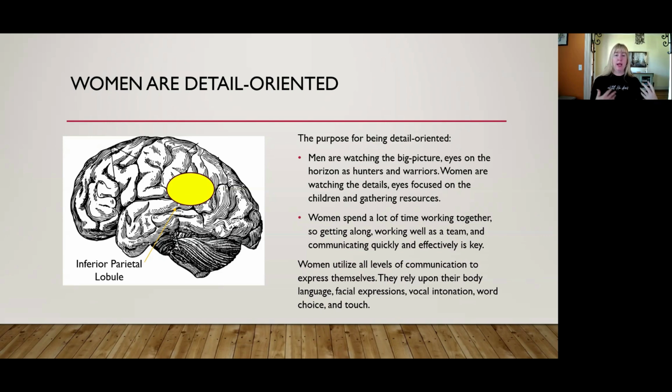So women rely a lot on all levels of communication: body language, facial expressions, vocal intonation, word choices, emphasis on certain words, and touch. So again, just learning to add words to that too. But for the men, learn to pay attention to that when you can.